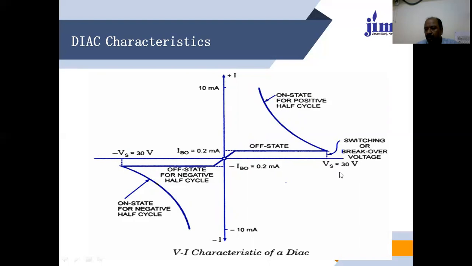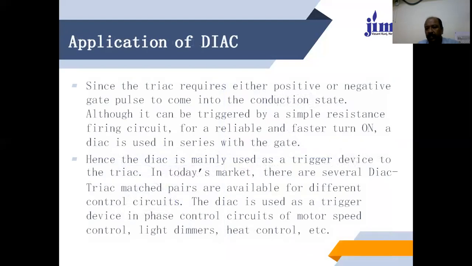Normally, the breakover current is 0.2 milliampere, and the breakover voltage is approximately 30 volts, either on the positive side or on the negative side. So this will be the difference between the diac and the triac.